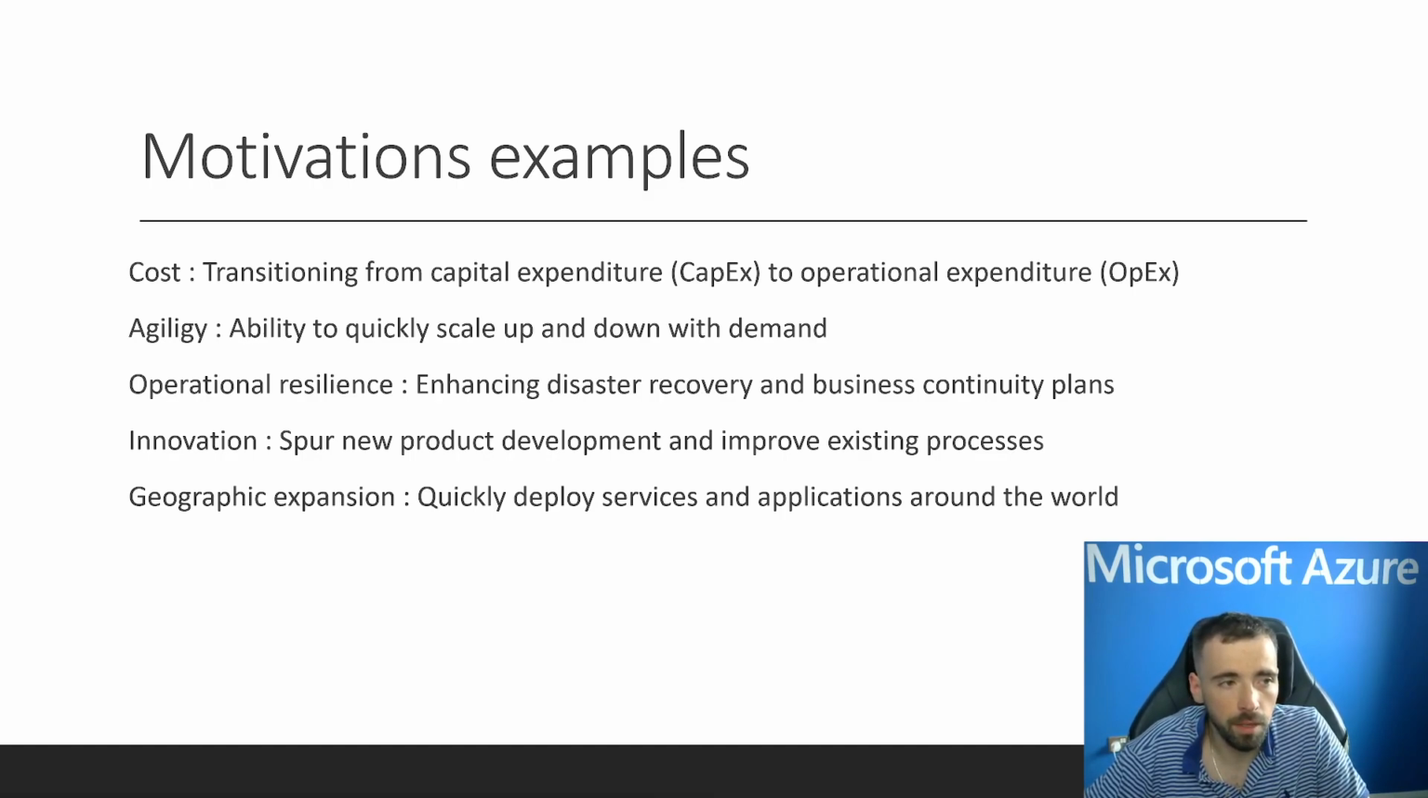We then have agility, the ability to quickly scale up and down to meet demand. Operational resilience, some of the services available in the cloud for providing disaster recovery, easily getting, for example, resilience between two data centers in two completely different countries, which in an on-premises or in your own hosted data center would be a very complex job potentially. Then got innovation, which is to spur new product development and improve existing processes. And finally, geographical expansion, which is to quickly deploy services and applications in different parts of the world as required.